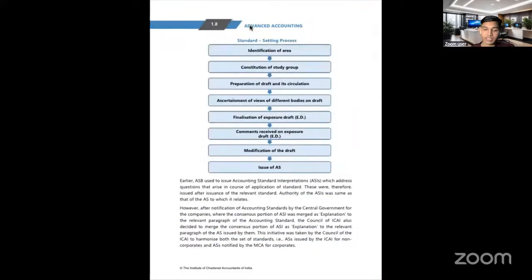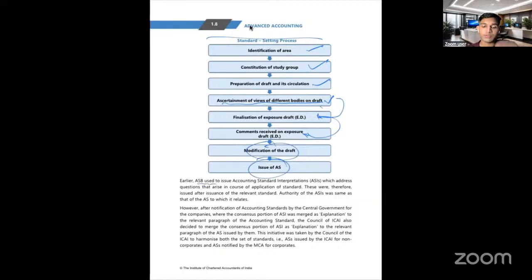Then the standard setting process flowchart: identification of area, constitution of study group, then preparation of drafts and its circulation, then ascertainment of views of different bodies on draft, then finalization of exposure draft, then comments received on exposure draft, then modification of the draft, and then issue of accounting standard.